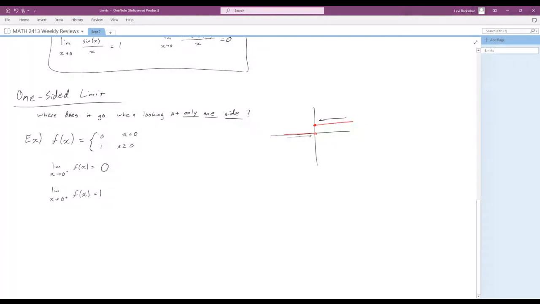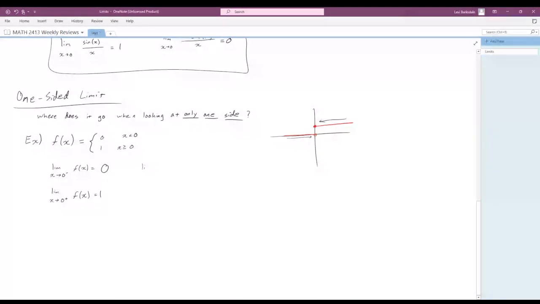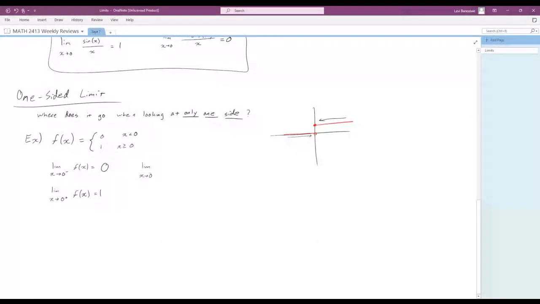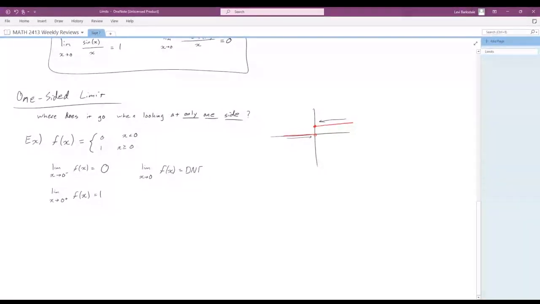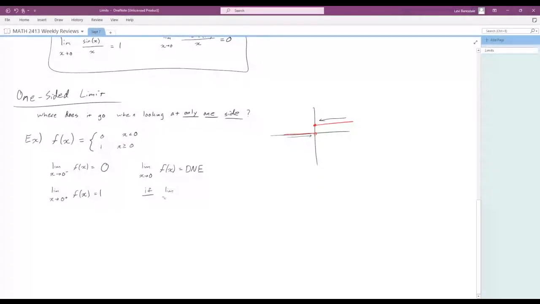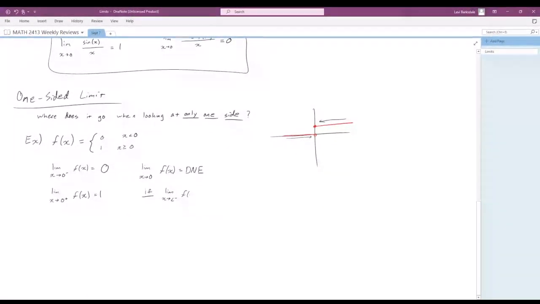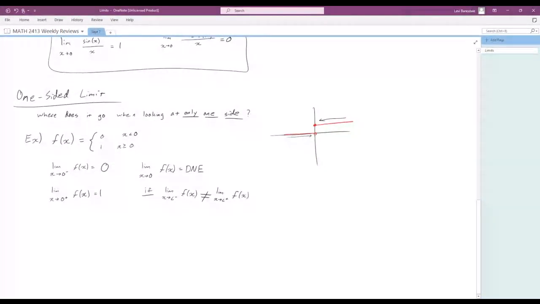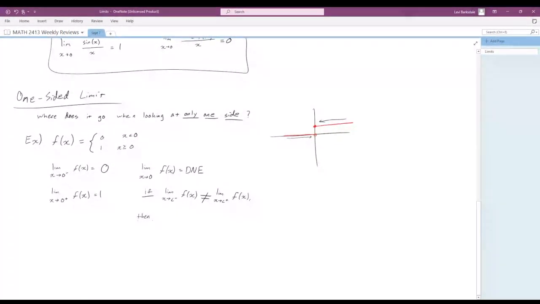Now the question is, what if I don't take a one-sided limit? What if I just ask, what's the limit as x approaches 0? Does not exist. And this goes back to what I mentioned earlier. If the limit as x approaches a point from the negative side does not equal the limit as x approaches the same point from the positive side, then we can say that the limit as x approaches that point does not exist.